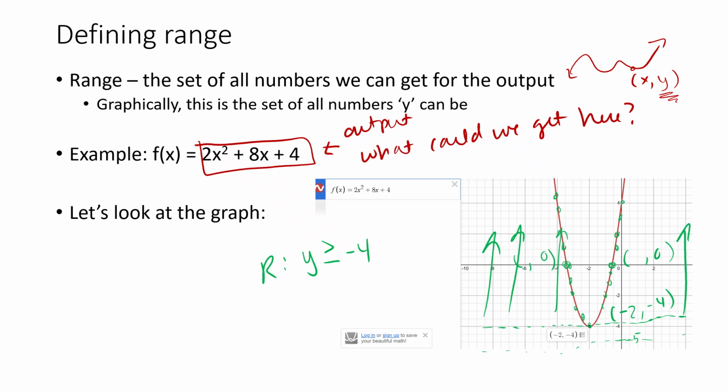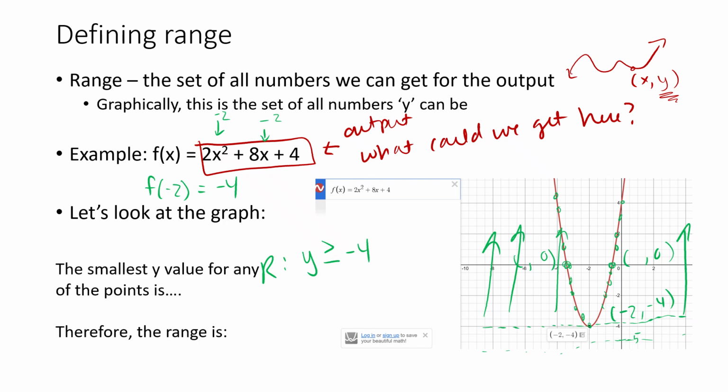So our set of numbers that we could get out, well, I can get out -4 if I plug in a -2. In other words, if I plug in a -2, I would get the -4 out. That would be part of my range. And I can get anything bigger than a -4 out, but I can't get anything lower. So range is greater than or equal to -4. So there we go. The smallest y value for any of the points is -4. Therefore, the range is y is greater than or equal to -4.